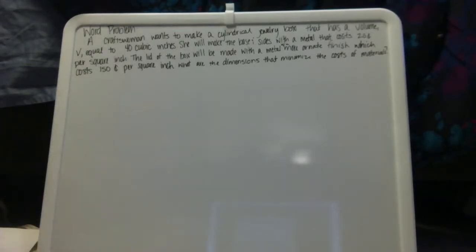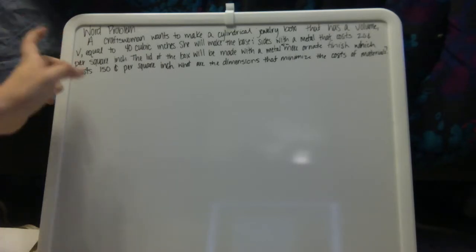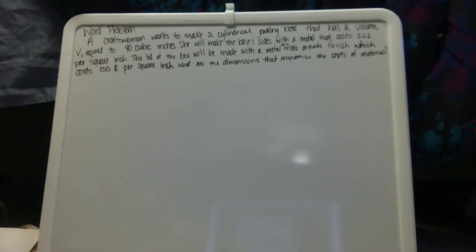So for this optimization with constraint equation problem, a craftswoman wants to make a cylindrical jewelry box that has a volume V equal to 40 cubic inches. She will make the base and sides with a metal that costs 20 cents per square inch. The lid of the box will be made with a metal with a more ornate finish, which costs 150 cents per square inch. What are the dimensions that minimize the cost of materials?